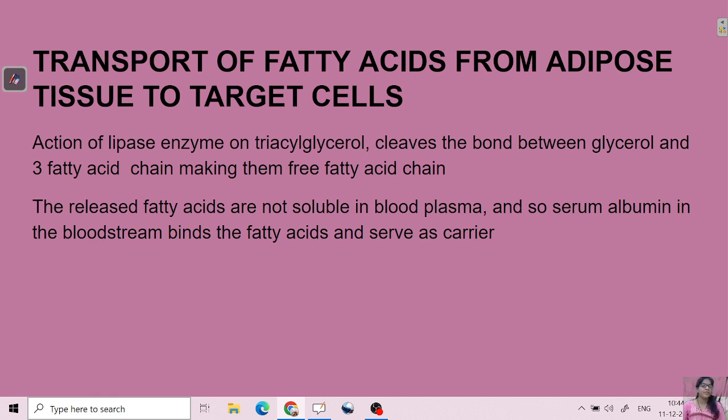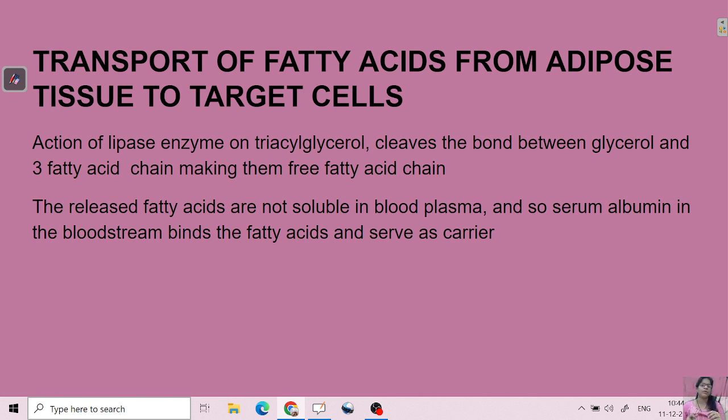What is that? Transport of fatty acids from adipose tissue to target cells. I told you, once they are ready, the free fatty acids should be released into your blood plasma. But you all know that fats are not soluble in water, right? Like soluble in blood also. So for that to happen, serum albumin that is already present in the blood would act as a carrier for it. It will bind to it, making it available for the movement of your fatty acid towards your target cells. So now it has entered into the target cells.